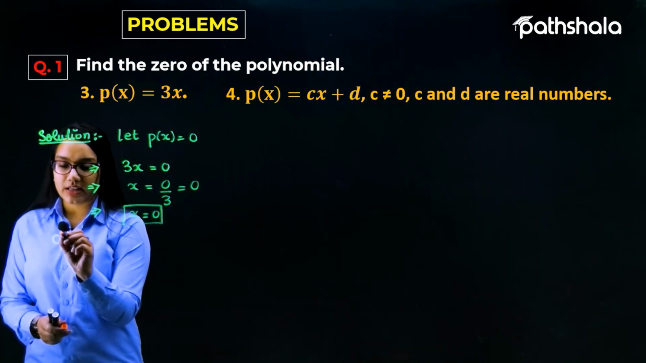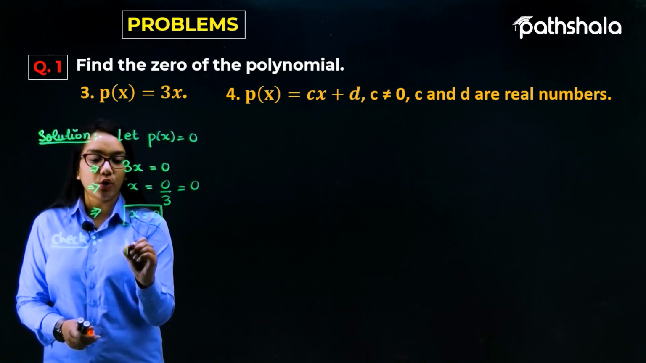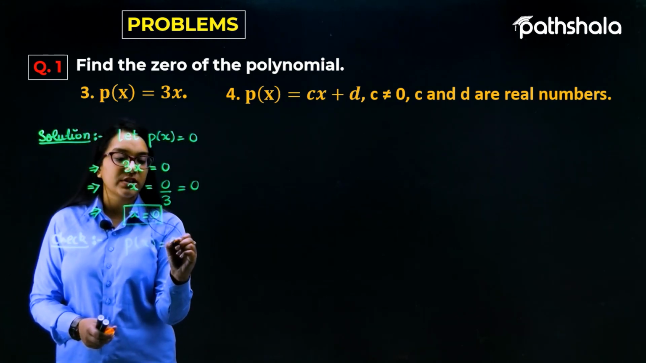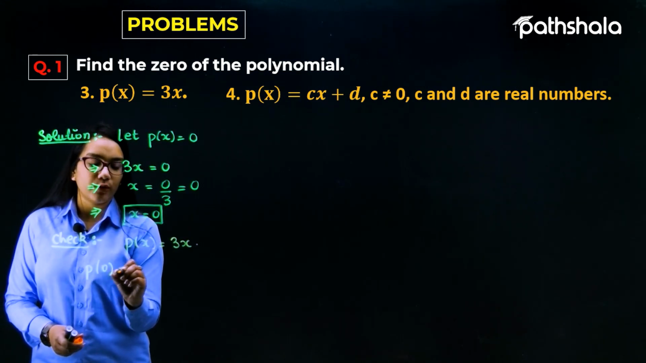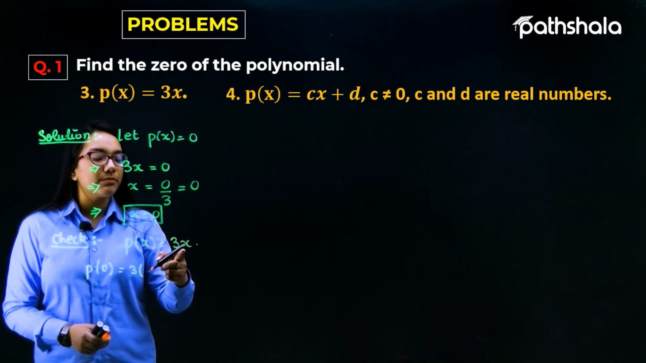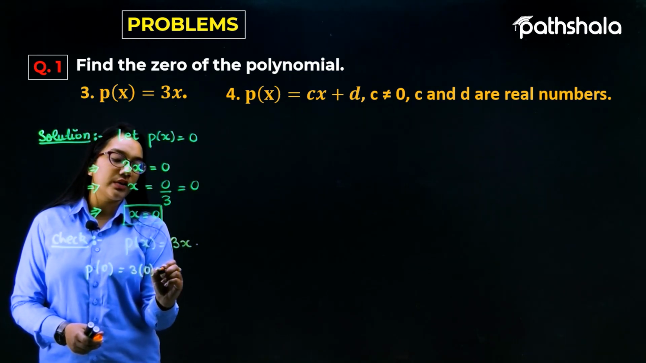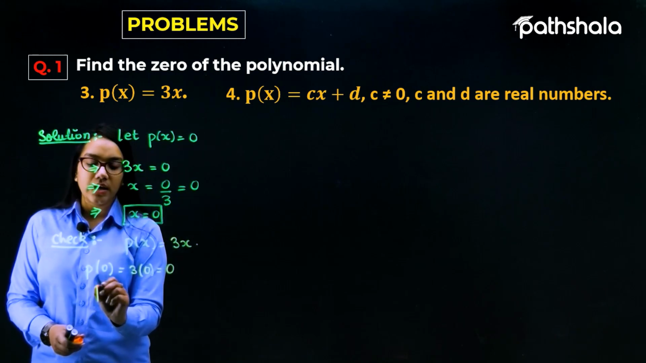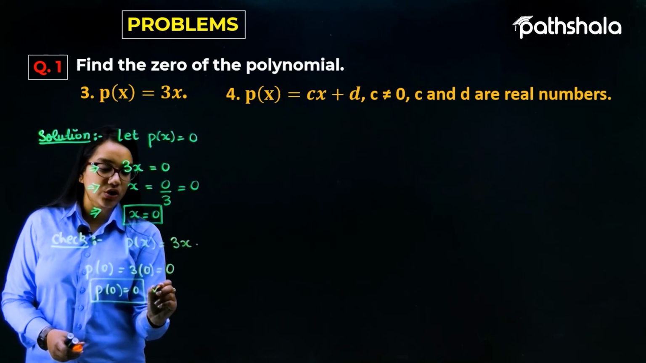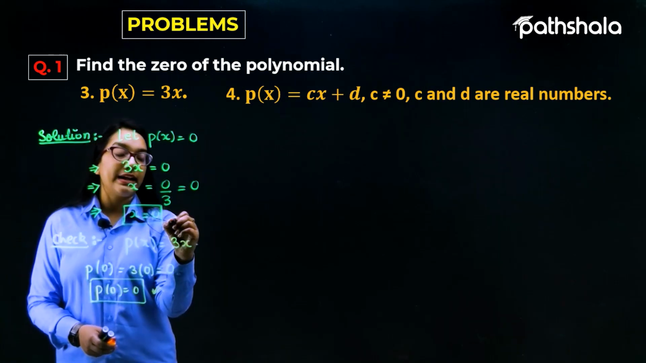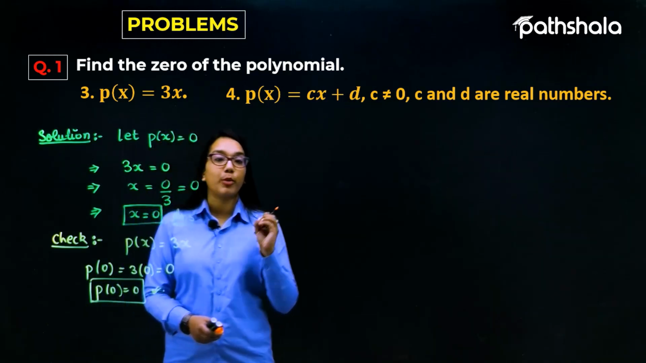Let's check the answer. The polynomial function is given to us as p(x) = 3x. Substitute x = 0 over here. It would be 3 into x, and in place of x we substitute 0. So it would be 3 into 0, and 3 into 0 is again 0. So p(0) = 0. It means it is satisfying the definition of the zero of the polynomial, and hence x = 0 is the answer, the zero of the polynomial.